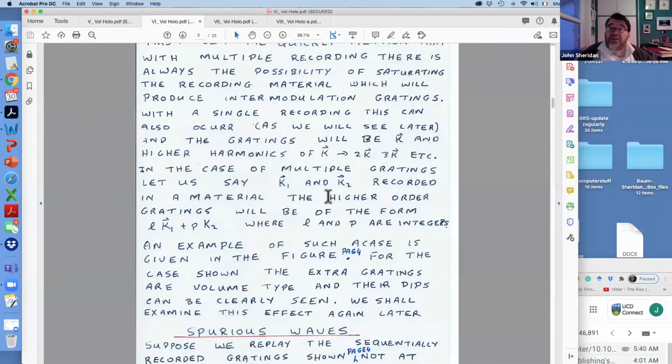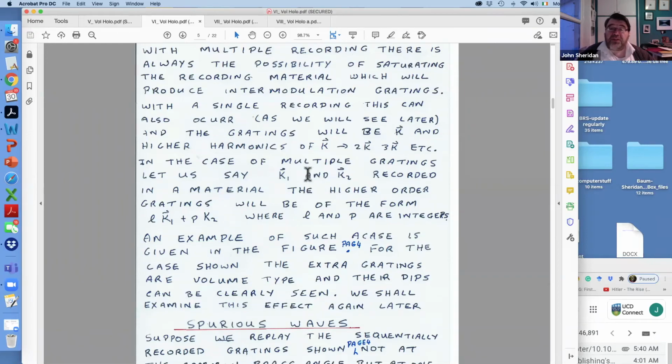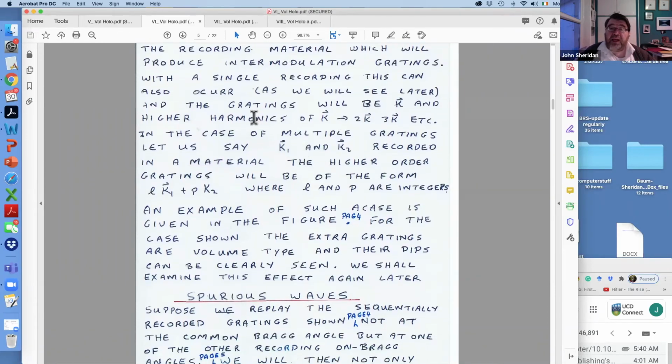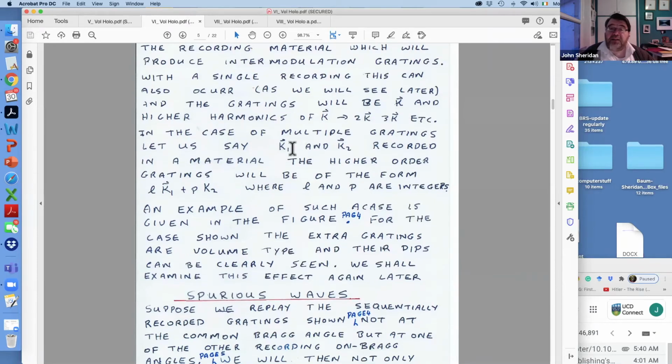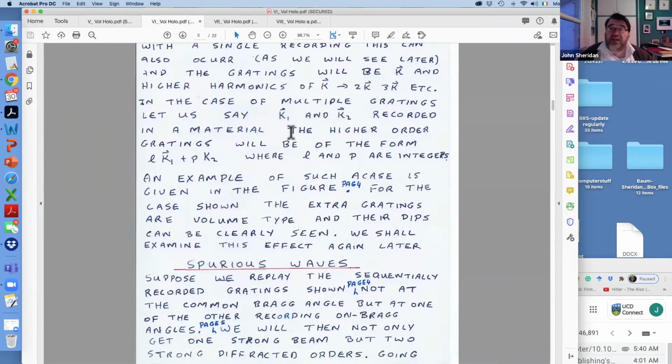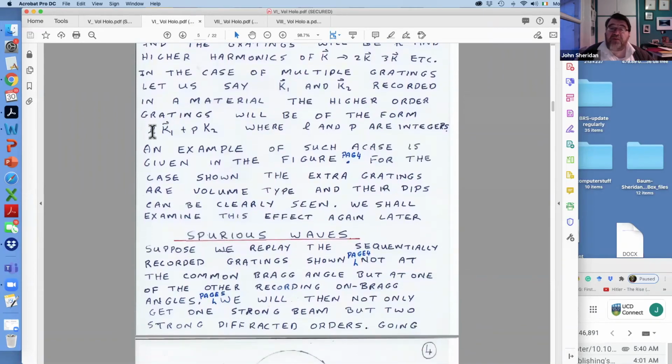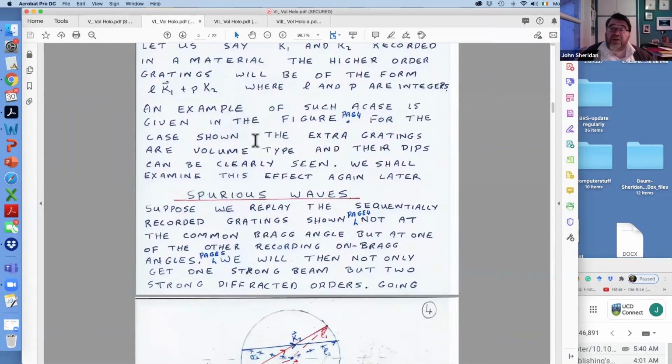We can't achieve 100% diffraction efficiency because there's always going to be some light which will be bled away by these other gratings. Okay. Single recording, this can also occur, as we'll see later, and the grating will be at K and higher harmonics of K. And in the case of multiple gratings, let's say K1 and K2 recorded in a material, the higher order gratings will be of the form an integer times K1 plus an integer times K2. We've seen this before, where these are integers. An example of such a case is given in the figure below.